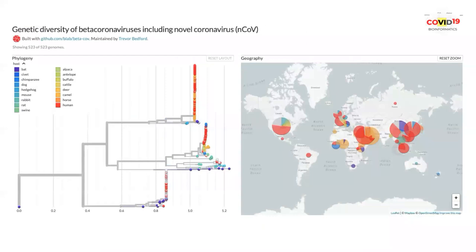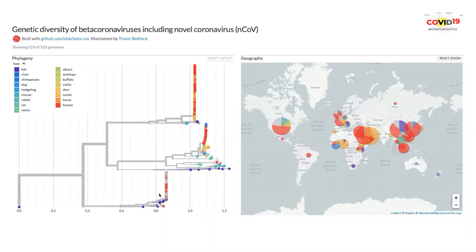So for example, you're probably all familiar with NextStrain, a project that combines all of the samples that are being compiled from this outbreak and some of the previous ones. And a lot of times what we will see is a phylogenetic tree like this that demonstrates relationships. So here you can see different hosts, right? Bats, civets, chimpanzees, dogs, hedgehogs, etc. So we see different hosts, where they are coming from, which locations, and how they are related to each other, right? And you can see that there's a very big diversity of these different viral strains.